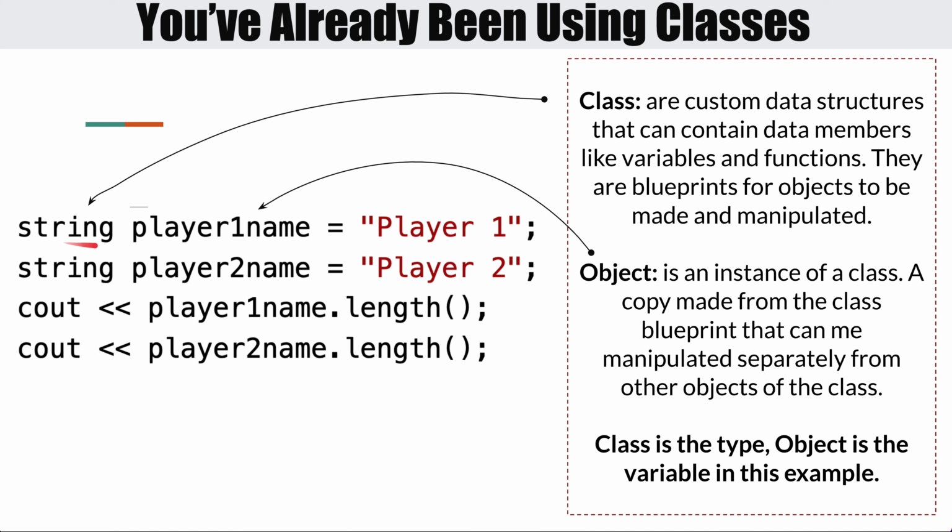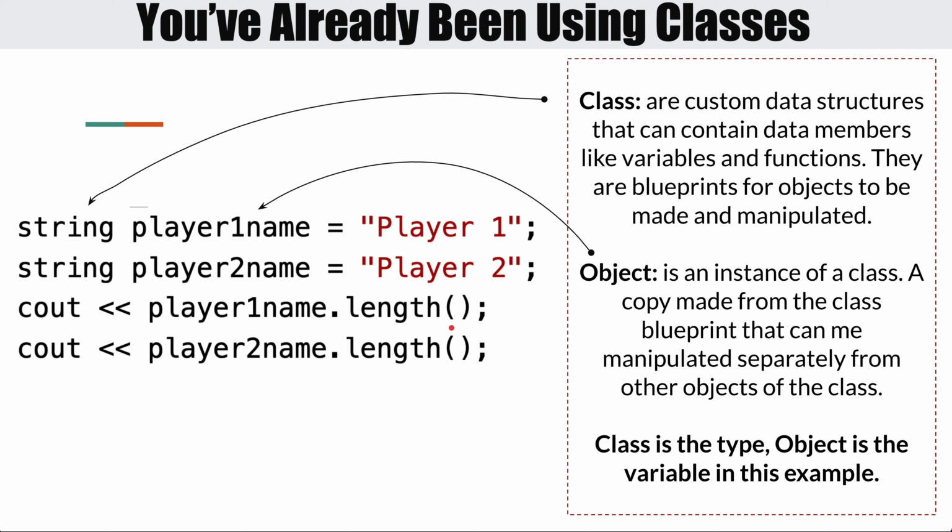So when you did this string, which is a class, you gave it a name and you gave it a value, you created an object of the string class. You called it player1 name and you gave it this value. When you did the second string, it's from the same string class, but it has a different value. So when you call the same method, but from a different object, you get a different answer, right?